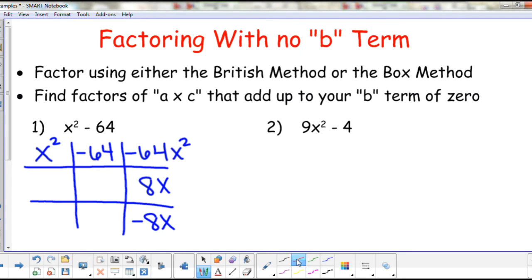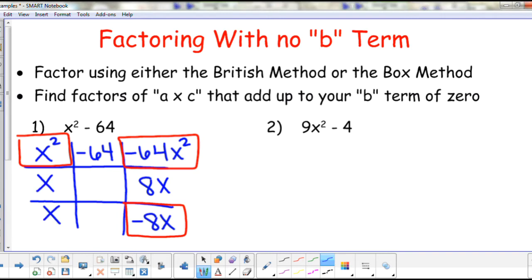When I look at my three corners, so x squared, negative 64x squared, and negative 8x, they only share an x. So then x times what will give me x squared is a second x. X times what will give me a negative 8 is negative 8. And negative 8 times what is a negative 64? It would be a positive 8. So I'm going to crisscross for my answer, and I get x subtract 8 and x plus 8.